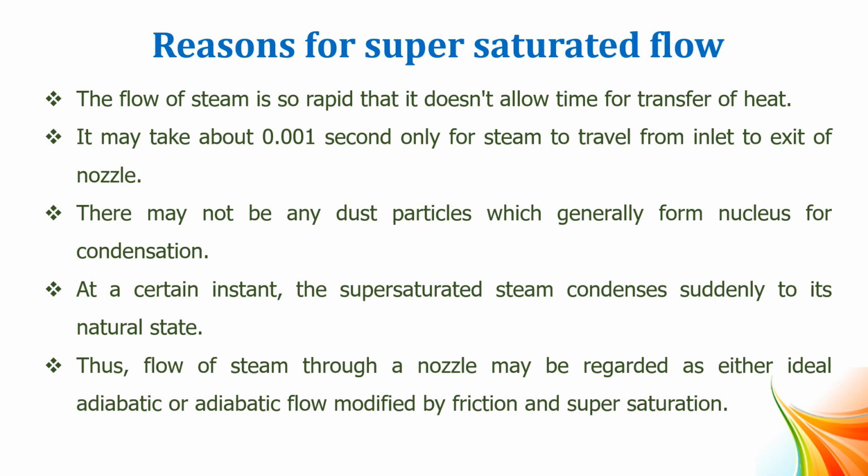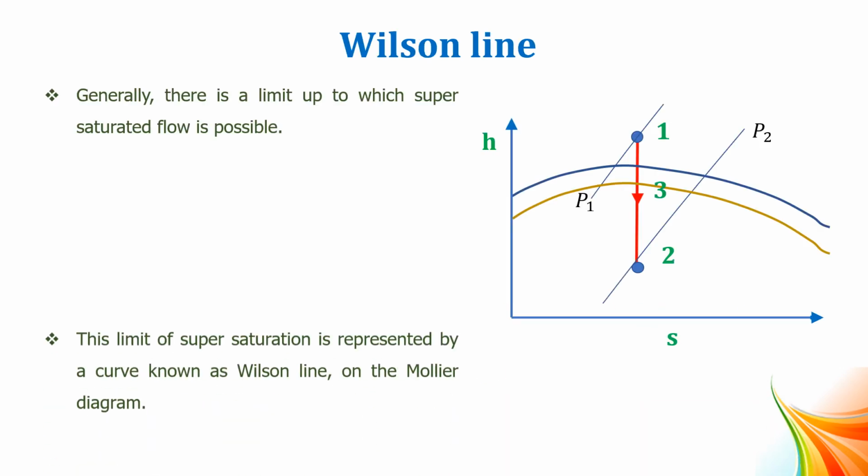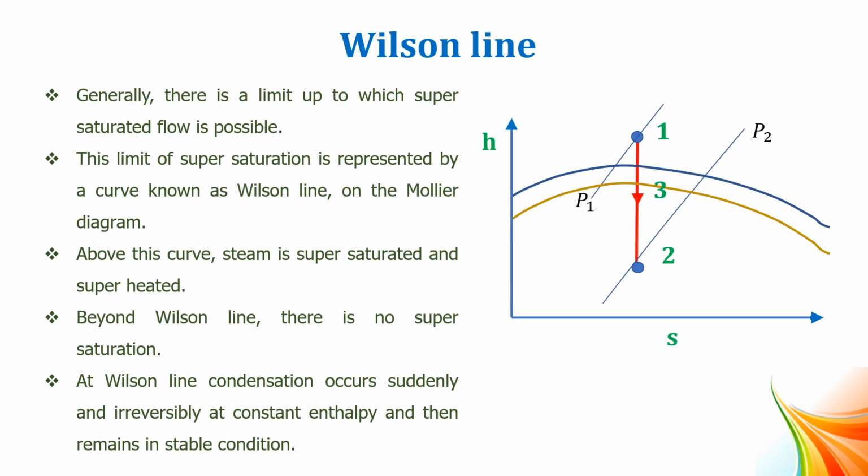That is, in 0.001 second, the steam travels from inlet to exit of the nozzle. There may not be any dust particles which generally form nuclei for condensation. At a certain instant, supersaturated steam condenses suddenly to its normal state. This is what I told about the Wilson line. There is a limit up to which supersaturated flow is possible. The limit of supersaturation is represented by a curve known as the Wilson line on the Mollier diagram.